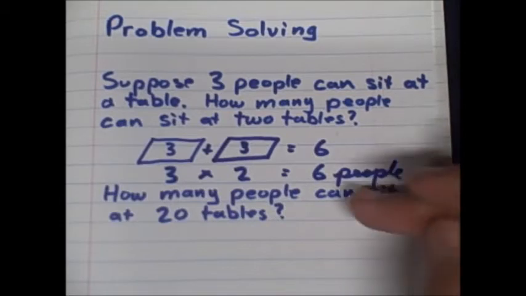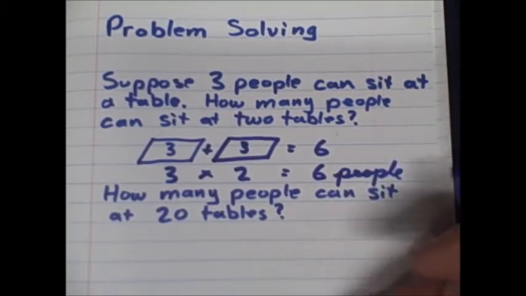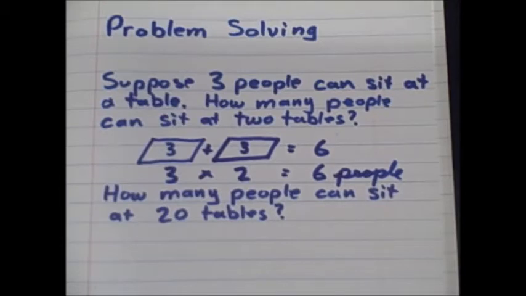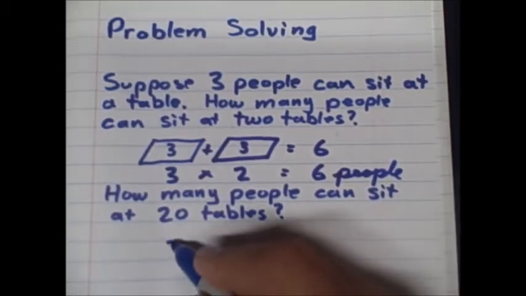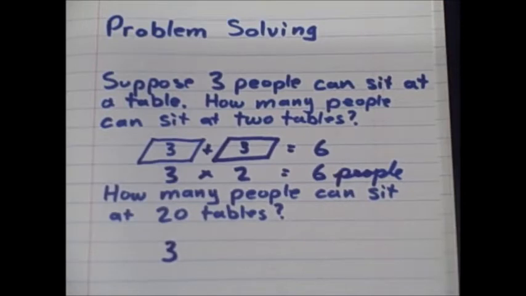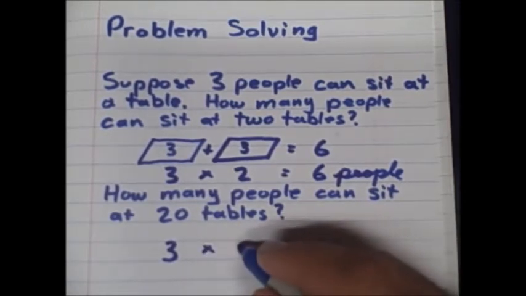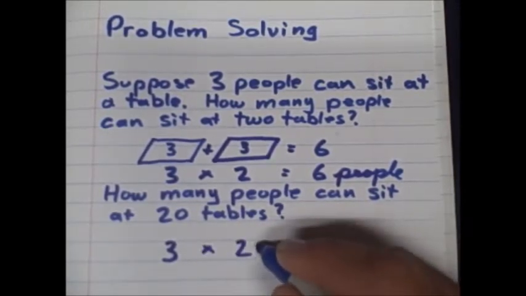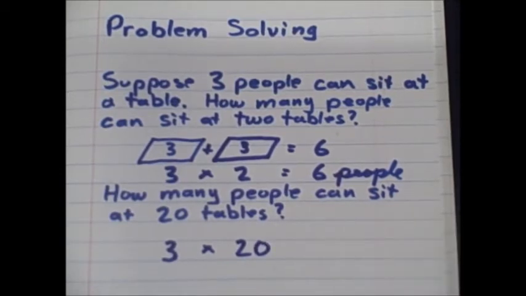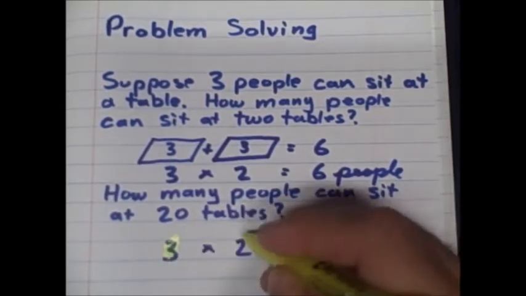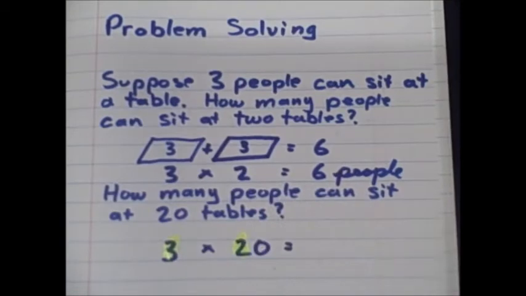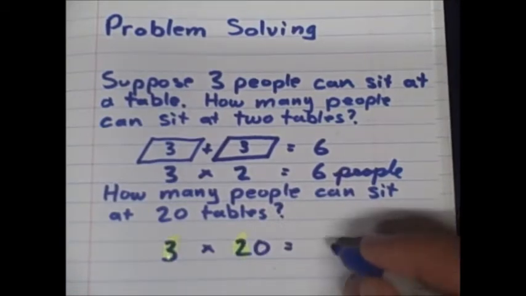If that's true, how many people can sit at 20 tables? So once again, we have our basic fact of 3 times 2, but this time we're looking at 20 tables instead of 2 tables. So like we did earlier, highlight any of your digits that are non-zero. That gives you your basic fact. And we know from the earlier example, 3 times 2, of course, is 6.